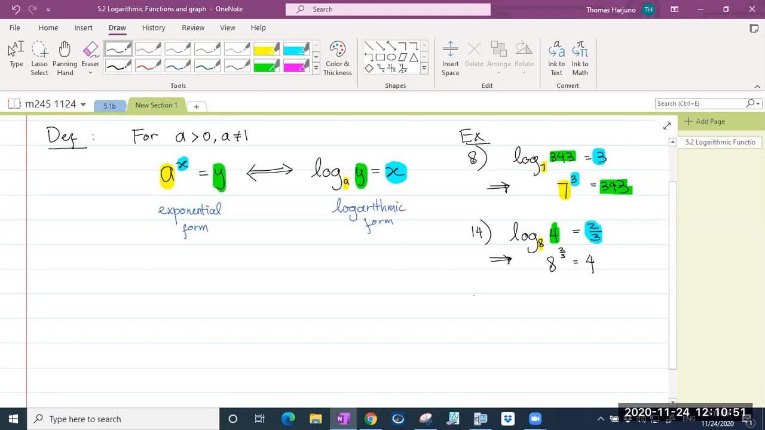Okay, number 20. Suppose you have the exponential form 4 to the -3 equals 1/64. What will the log form be? Log base, the base is 4. The argument is the answer, 1/64. And if the argument is a fraction, use parentheses. This equals -3.